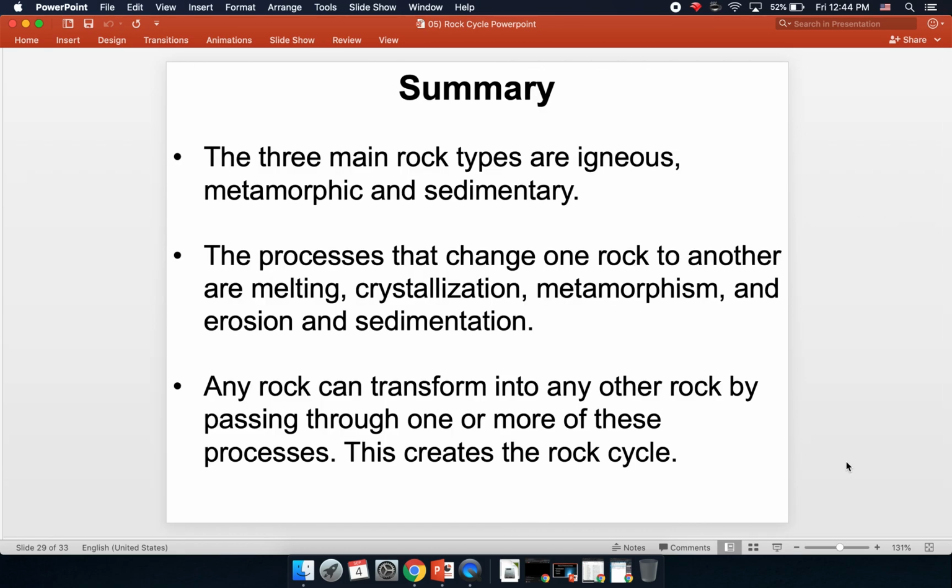All right, to sum things up, there are three main rock types: igneous, metamorphic, and sedimentary rock. The processes that change one rock to another are melting, crystallization, metamorphism, erosion, and sedimentation. Any rock can transform into any other rock type by passing through one or more of those processes, and that's what drives the rock cycle.